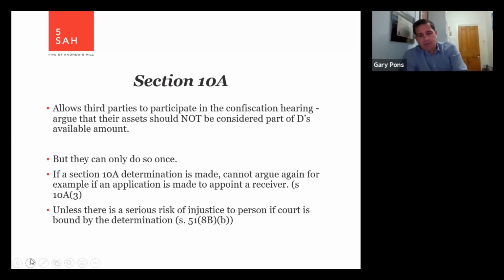Can I have the next slide, please? Section 10A permits third parties to participate in the confiscation hearing in order to argue that their assets should not be considered part of a defendant's available amount. It's designed to ensure that third parties participate either at confiscation stage or they wait until the enforcement stage, but not both, with the exception that's set out in this slide that's contained within Section 51(8)(b) of POCA. Next slide, please.